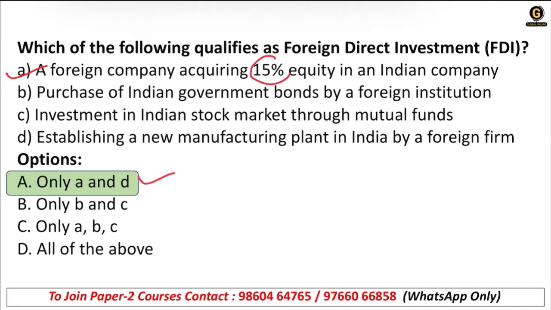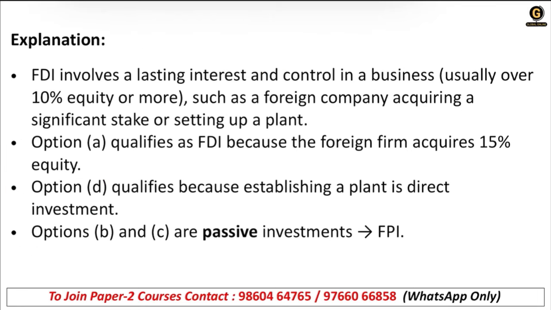When you have 15% equity in an Indian company and establishing a new manufacturing plant in India by foreign firms, these are the two types of FDI that we have already seen in the theory session. FDI actually involves at least 10% equity in Indian companies to call it an FDI. That is important. Option A qualifies as an FDI because the foreign firm acquires 15% equity. The minimum criterion is 10%, and here it is 15%. So obviously it is called an FDI.